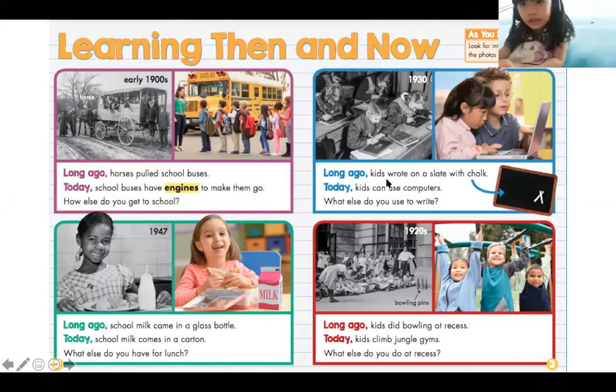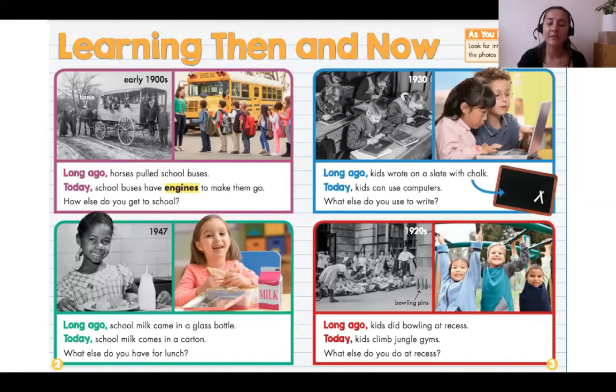Katie. Long ago, kids wrote on a slate with chalk. Today, kids can use computers. What else do you use to write? Good girl. Lovely reading. Thank you, Katie. So here we're talking about long ago, kids had chalkboards. Now today, we still actually use those sometimes, but we're even luckier. Now we have things like mini whiteboards too, which are much easier to clean. But also today we have things like computers and iPads and pens and pencils that we're very lucky to use to write with. Okay, let's have a look down here.